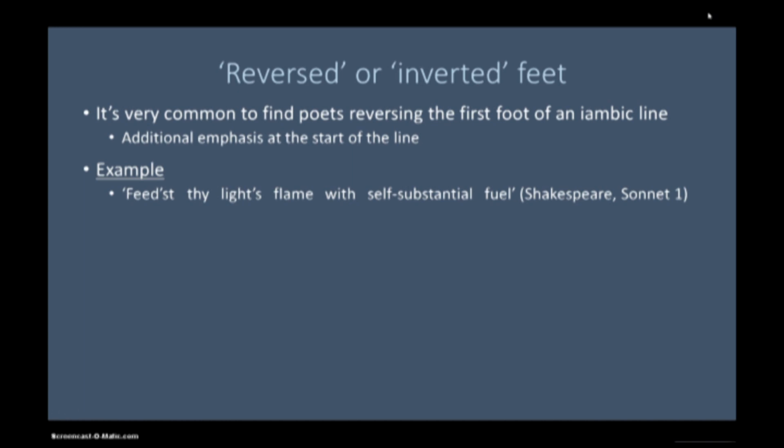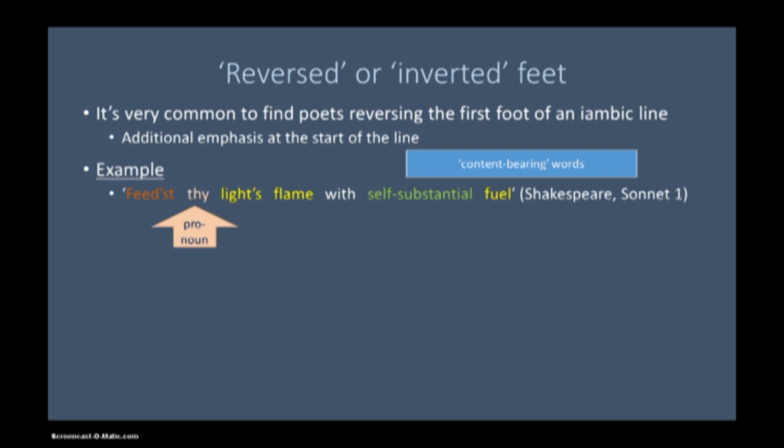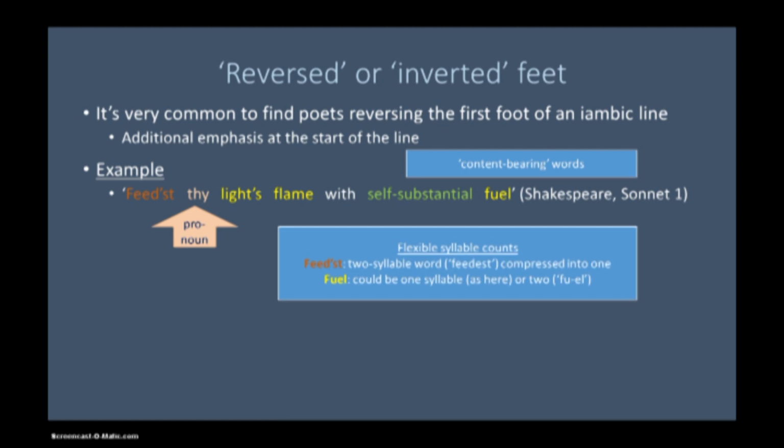One of the commonest tricks that a poet plays with metre is to reverse the first foot of a line for emphasis, and we can see this in another line from the same sonnet of Shakespeare's. Here, the content-bearing words are the verb feed, 3 nouns, light, flame, fuel, and the compound adjective self-substantial. There's also a pronoun thy, which we'll think about a bit later.